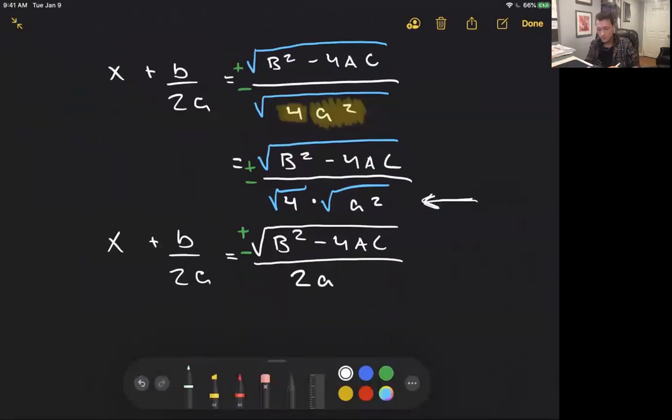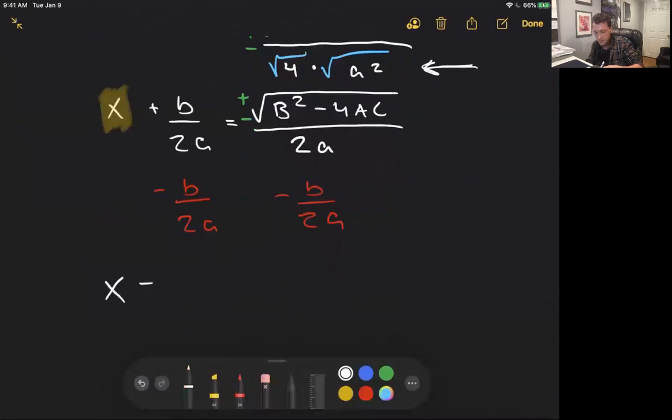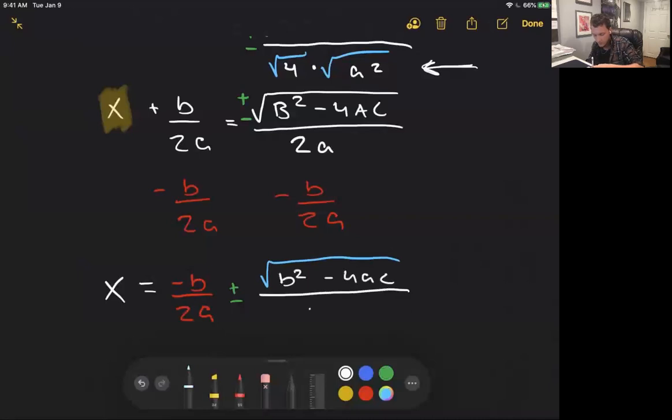So now the last thing I'm going to do is, I want to get x by itself, right? Currently, x is almost by itself. The only thing that's in the way is this b over 2a. So I'm going to subtract b over 2a from both sides. And that's going to give me x is equal to negative b over 2a plus or minus, and then this guy. So we end up getting the square root of b squared minus 4ac all over 2a.